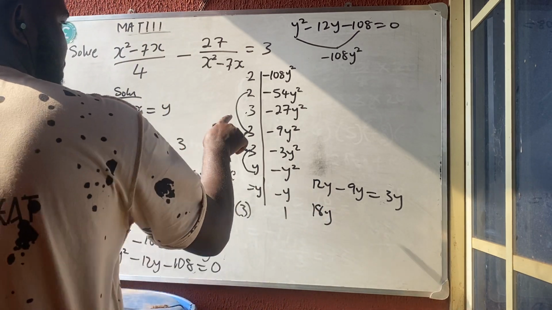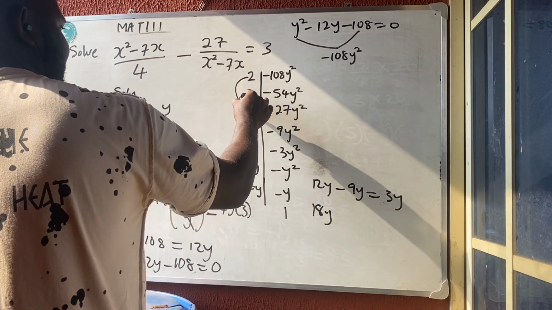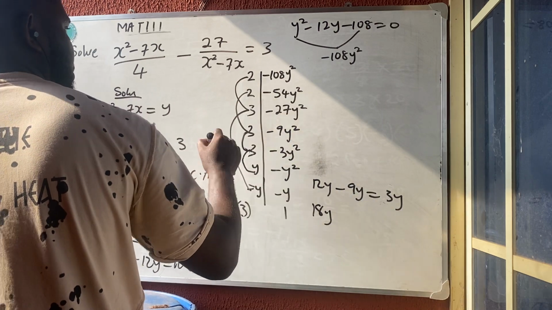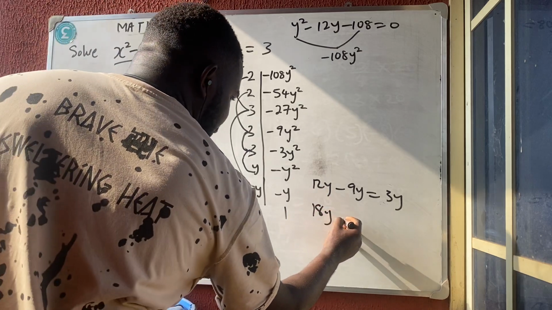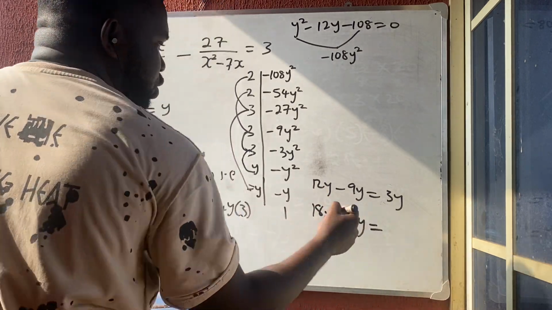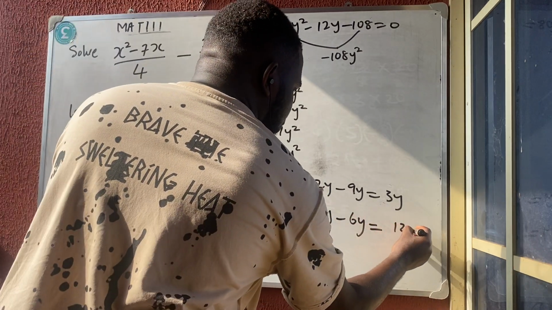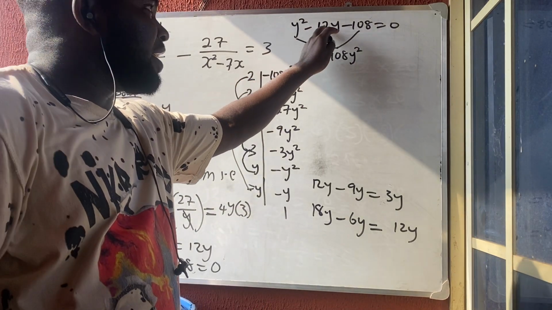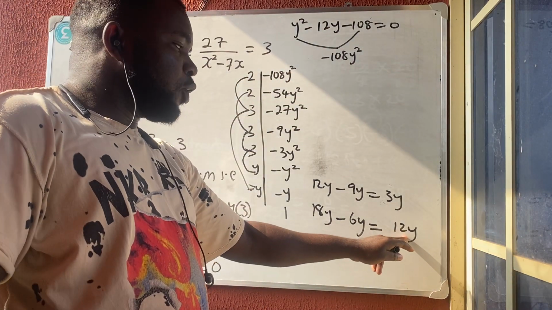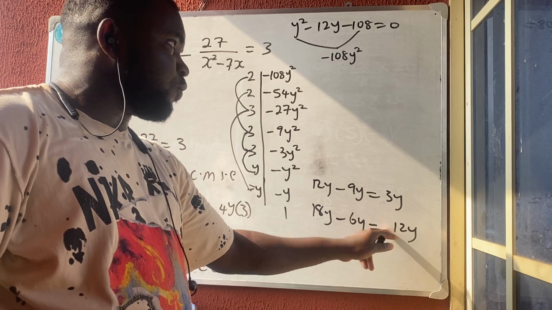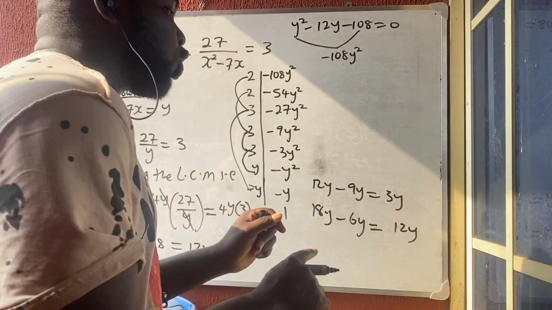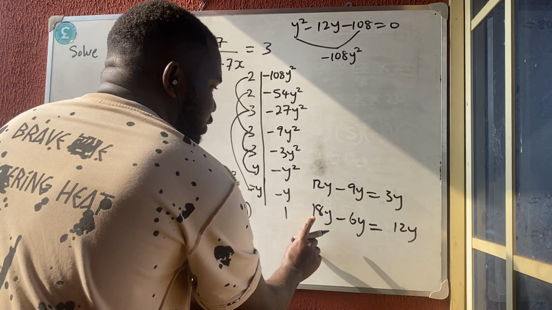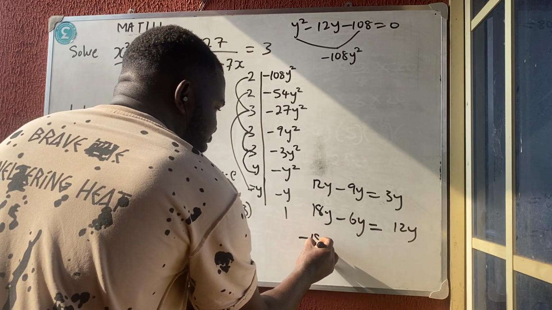So what is remaining here is now these two, 2 and 3 with minus y. So 2 times 3 is 6, 6 times minus y, I have minus 6y. Now, if you do the two of them, you're having 12y. You see that it's the same number here, 12y, 12y. But the only problem is that this one is plus 12y, while this one is minus 12y. Whenever the sign is the problem, just change the sign of everybody here. Change the sign of this one, I'm having minus 18y.